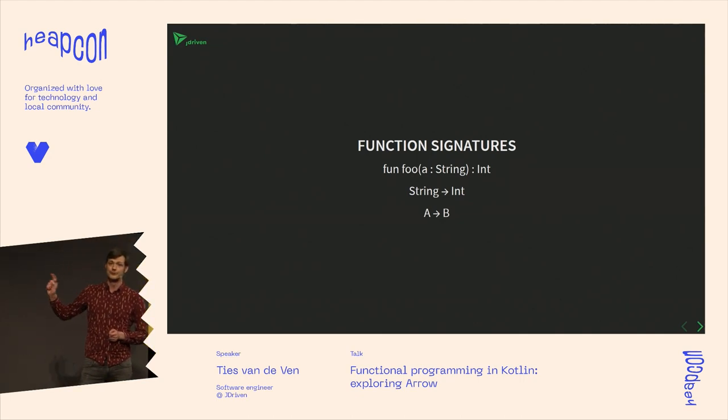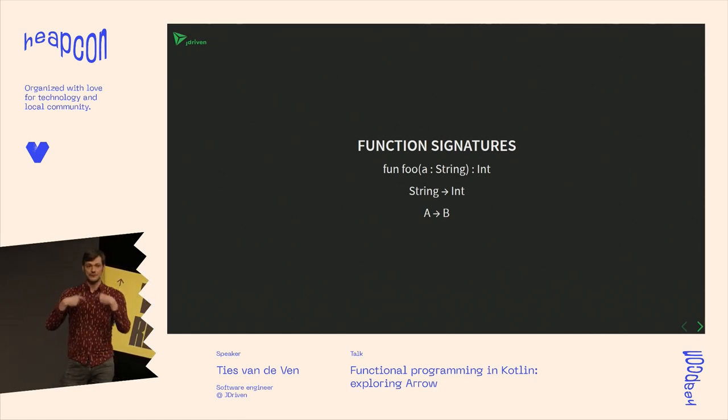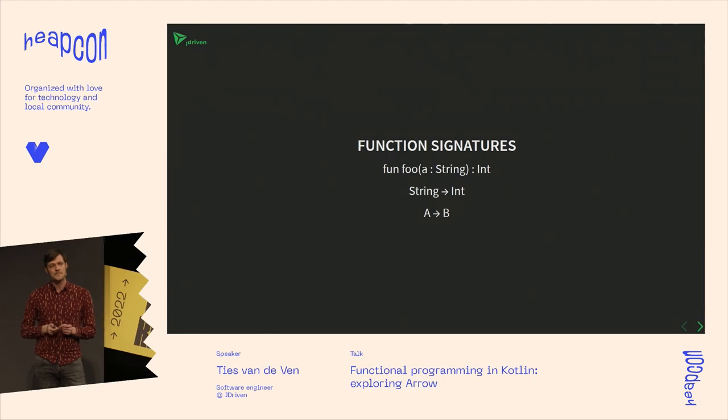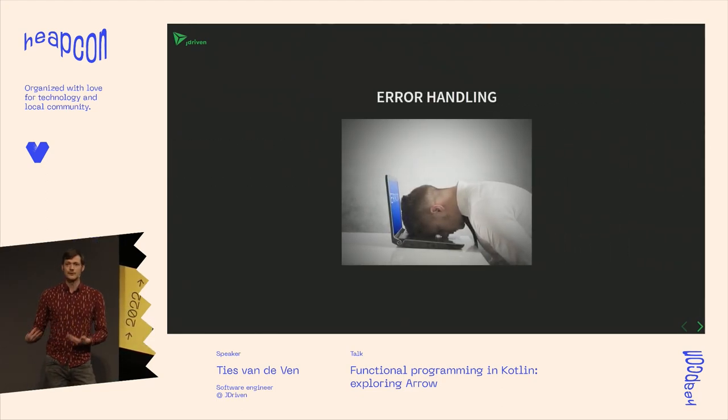So here we have a function foo that takes a string and produces an int. And this is the function signature of foo. Given a string, I produce an int. And even if we abstract that a bit more, given an a, produce a b. You might think, yeah, that's every function ever. But what if your function cannot produce a B? What about errors? What if something fails and it cannot produce a B?